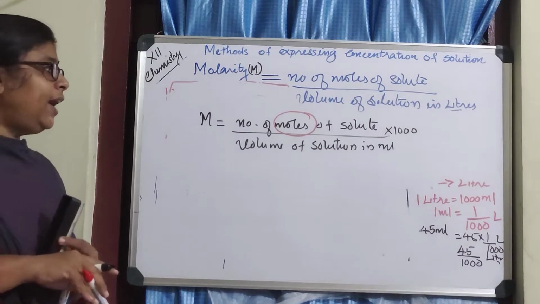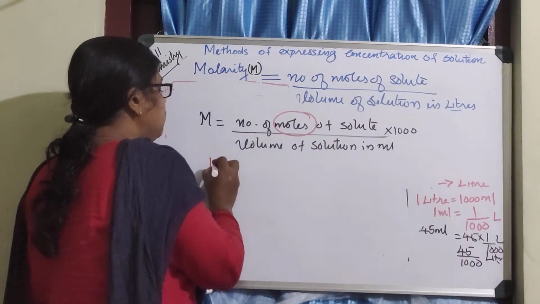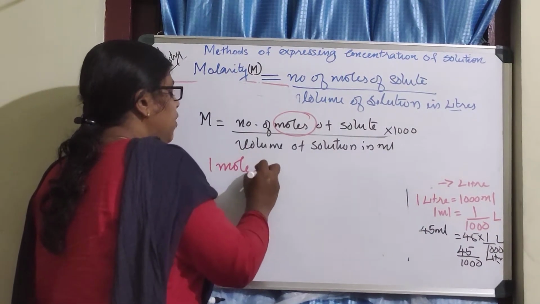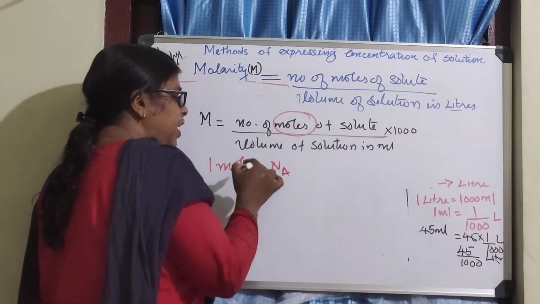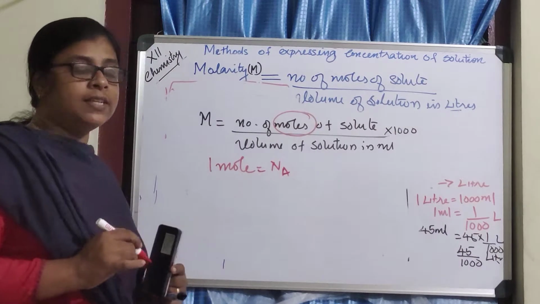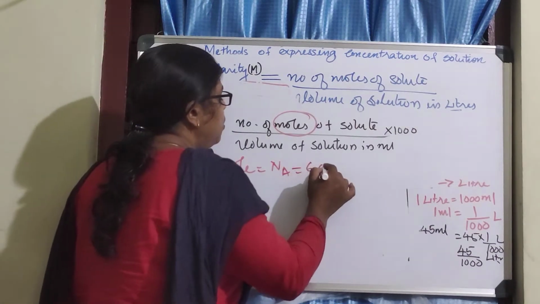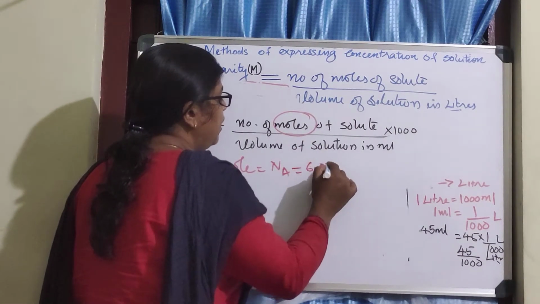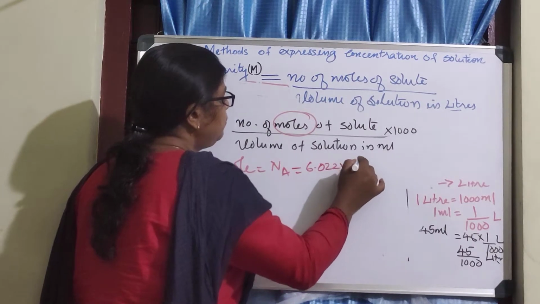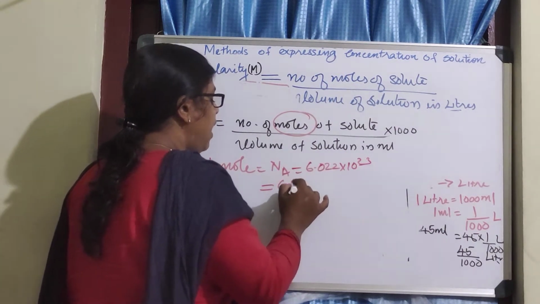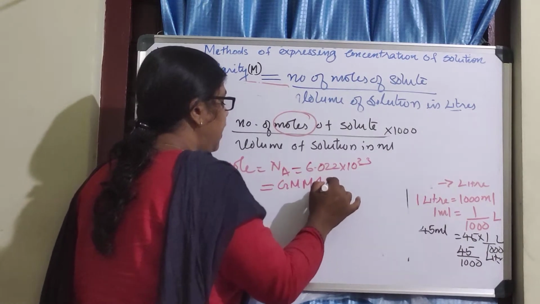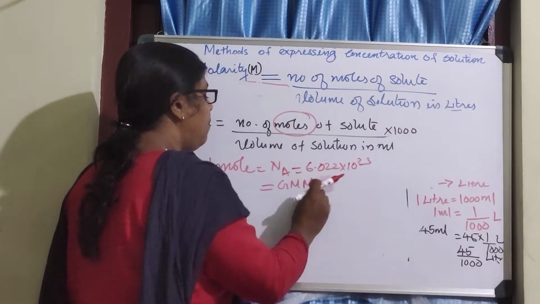As we know, 1 mole of a substance contains Avogadro number of particles. And how much substance should we take to get Avogadro number of particles, that is 6.022 into 10^23 particles? We have to take its gram molar mass of the substance. Right? Gram molar mass or gram atomic mass.